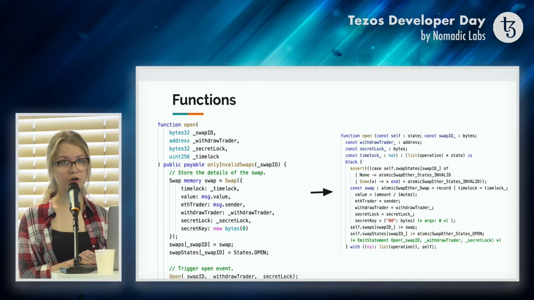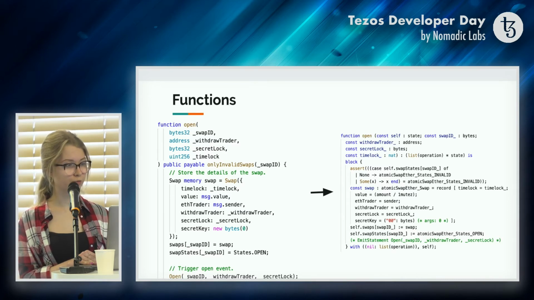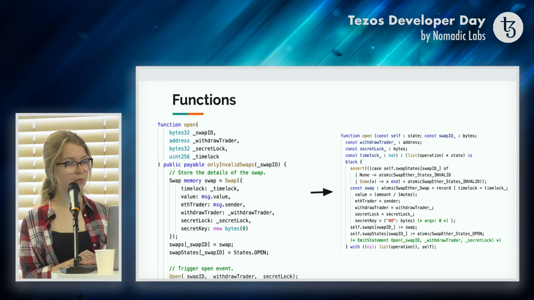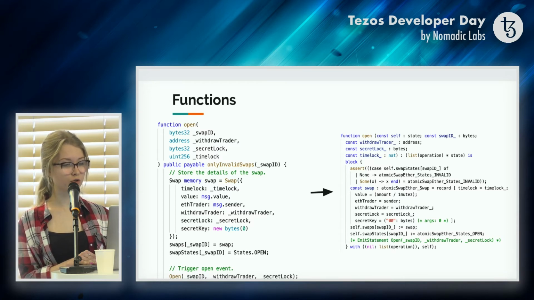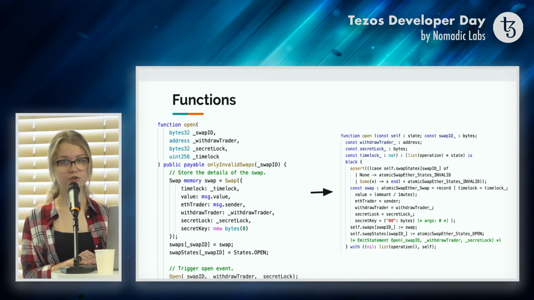That is the most interesting part of my speech. It is function transpilation. You can see the function open. It has some arguments and it returns nothing. Also, it is a public payable function that has one modifier. The first line of our transpiled code is part of the modifier, and then the body of the function goes. You can see that the function returns two values, an operation list and the modified state. And it has an extra argument, state.